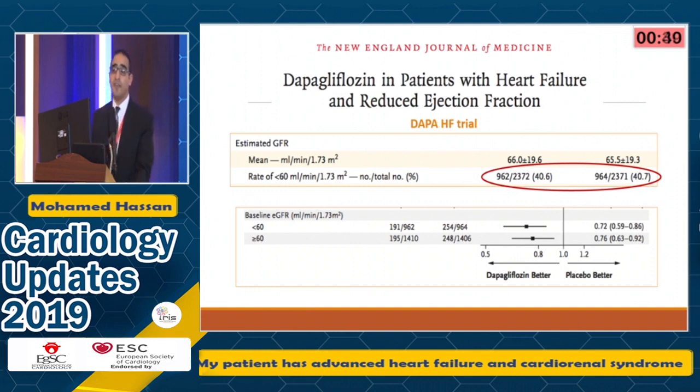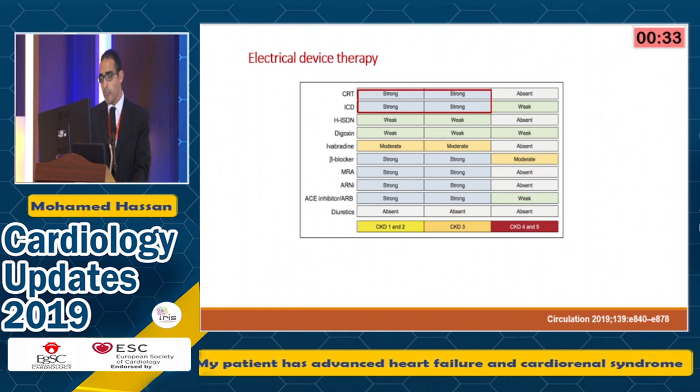Finally, about device therapy, the evidence is strong to use CRT or ICD in patients with stage 1 to 3, but the evidence is really weak in advanced renal disease. Regarding mechanical circulatory support, renal dysfunction or renal failure is not a contraindication for VAD, but dialysis is an absolute contraindication for VAD.